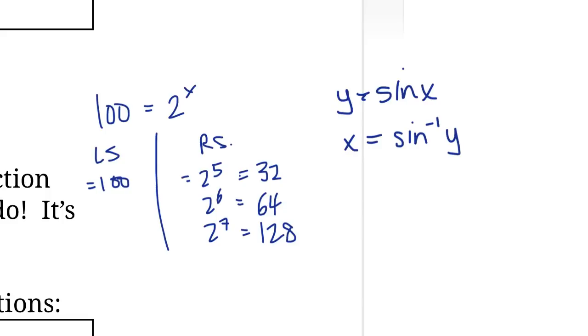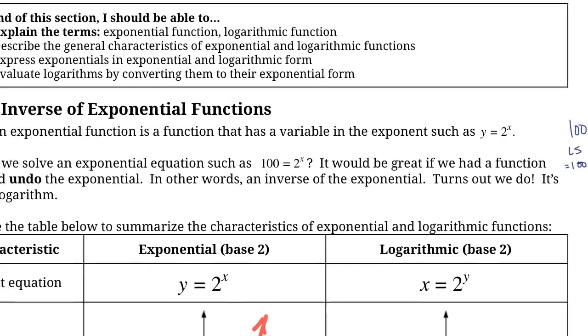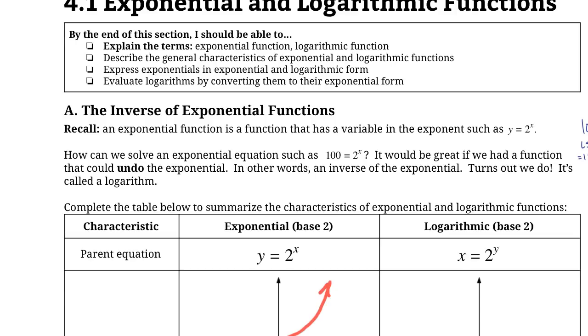And the answer is, yeah, we can. The inverse of an exponential, the thing that undoes exponentials, is called a logarithm. So if we look over here, I have that written out for you. The equation of a logarithm is pretty straightforward. We just switch the x and the y, right? That's all an inverse is. Essentially, we're switching the x and the y.